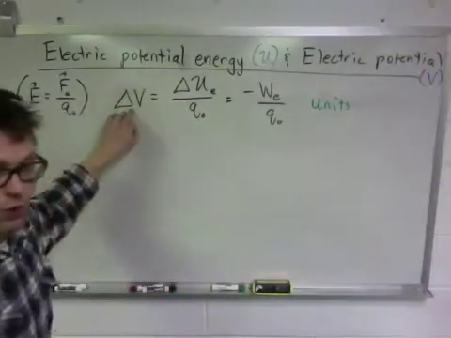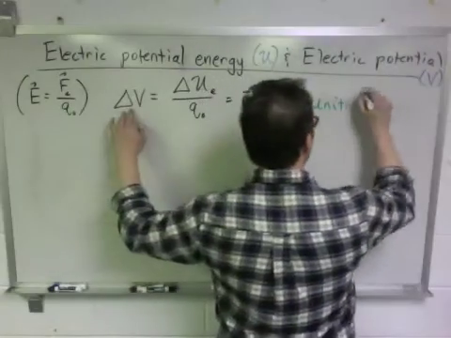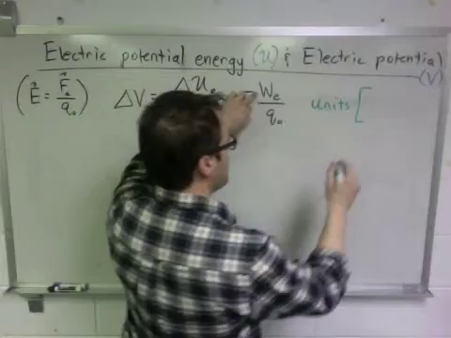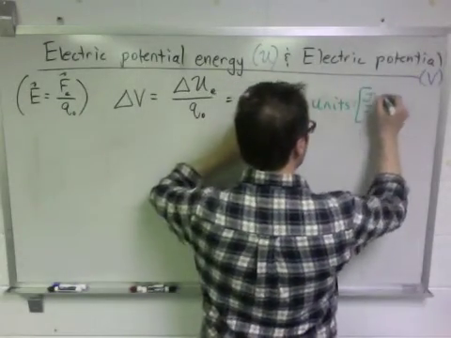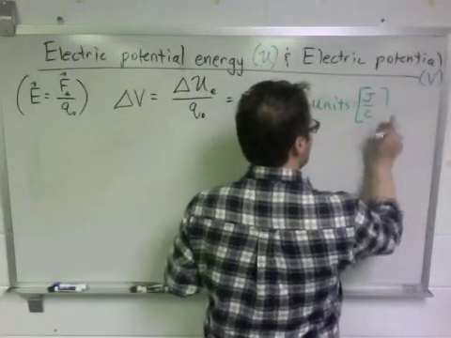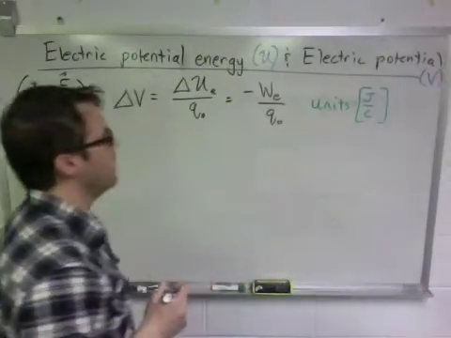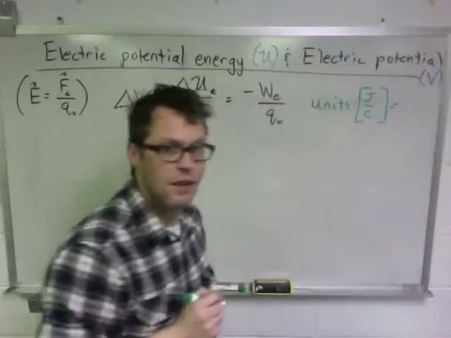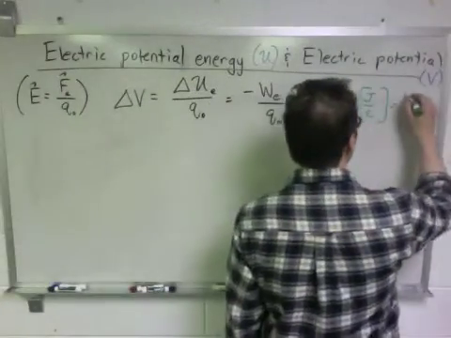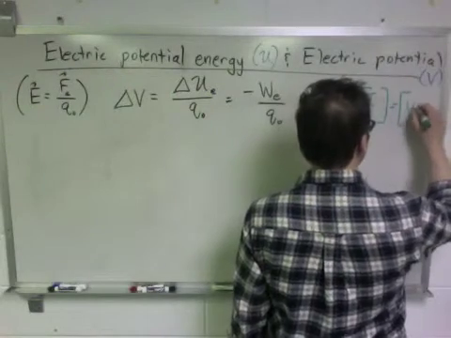So right away we can see what the units of this new quantity would be. Work is measured in joules, charge is measured in coulombs, so electric potential is measured in joules per coulomb. In fact, we have a name for that. We call 1 joule per coulomb a volt.